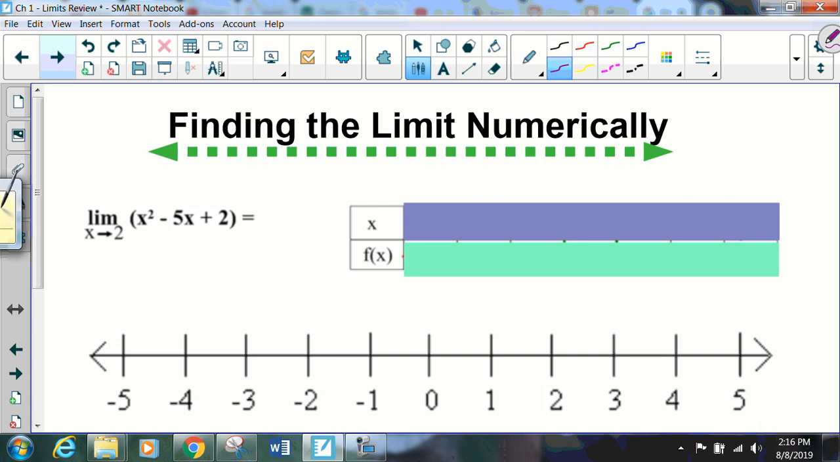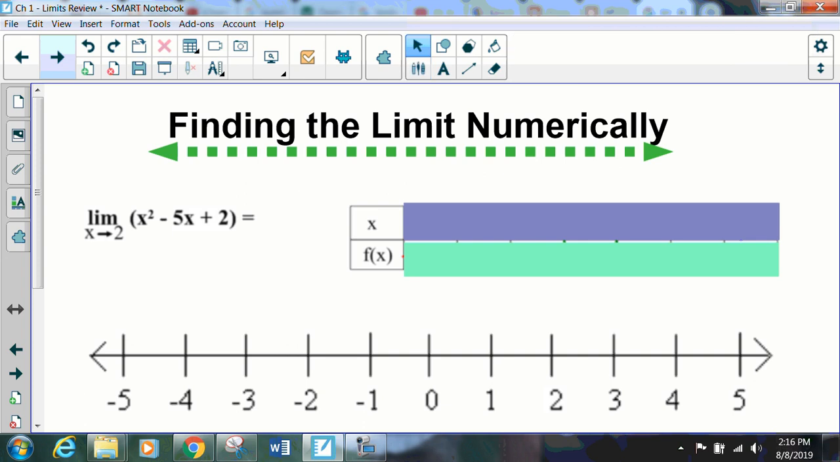All right, finding the limit numerically. So there are 3 ways to find the limit: graphically, which we just did, numerically, and then analytically. So let's look at numerically and just remind ourselves what we do when they ask us to find the limit of something numerically. First, we're going to make a table. And before I make a table, I think about a number line. So I popped up a number line here. I see x is approaching 2.